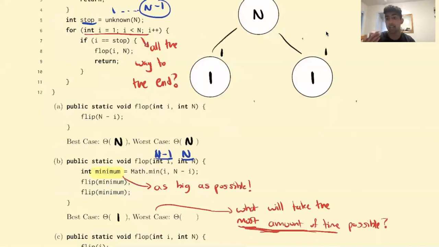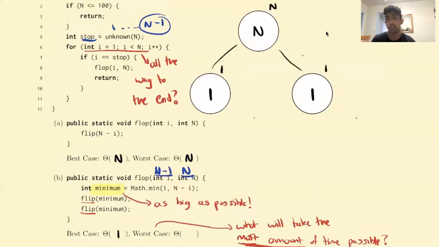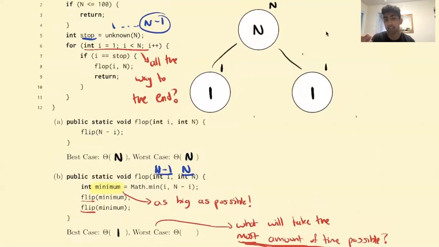So if the minimum is as big as possible, it means that when we call our function recursively, the input size is as big as possible, right? And intuitively, I think that makes sense: whenever we call our function with a bigger input, it produces more work, right? And that's what we're trying to consider here. What possibilities will take the most amount of work?